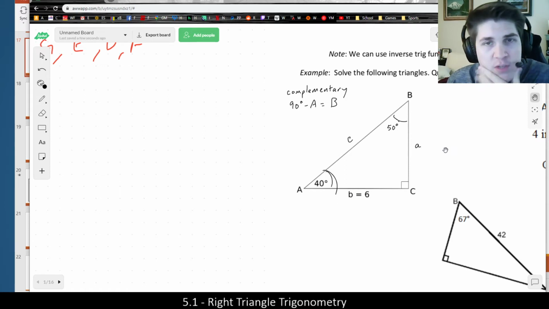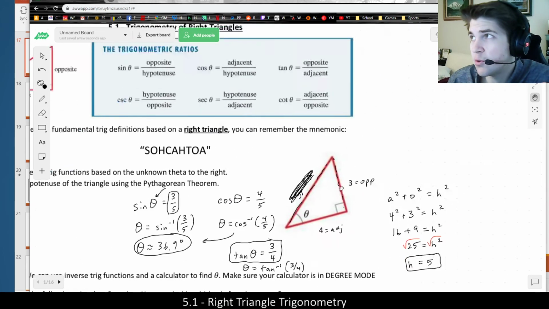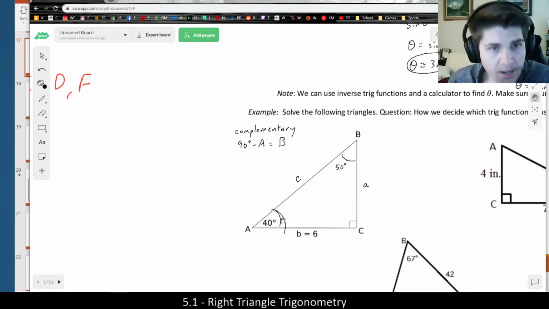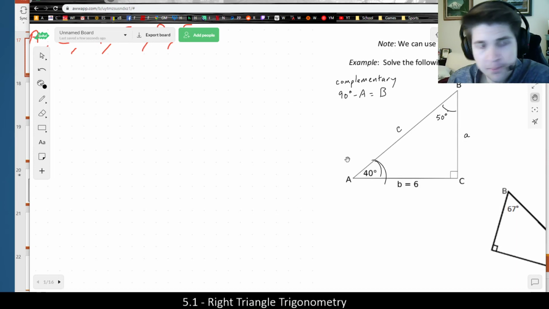And the question is, well, which function should I start with? Should I start with sine or cosine or tangent? But it's all about what side of the triangle I know. In this case, I know the adjacent side to the angle. So I want to use either tangent or cosine because those two involve the adjacent. I don't want to use sine because if I was to use the sine of theta here, I don't know the opposite and I don't know the hypotenuse. That's not a solvable equation.